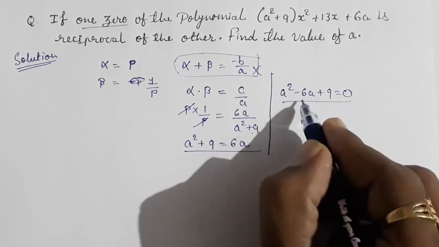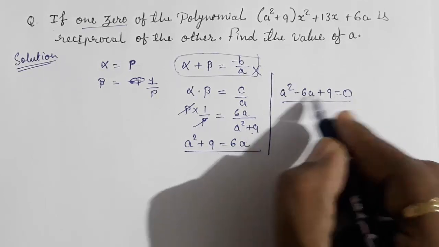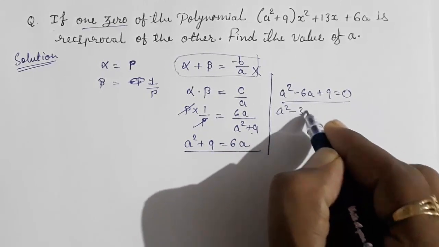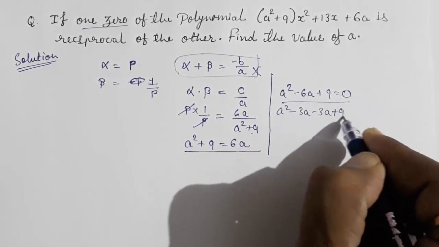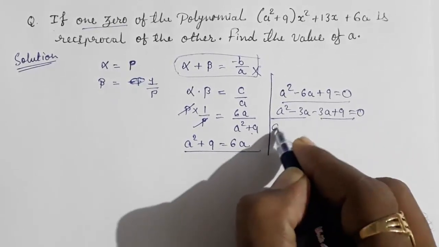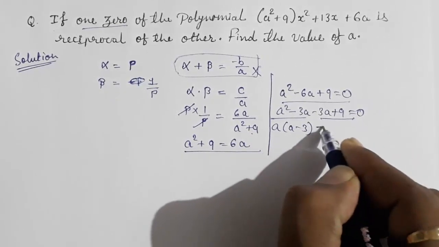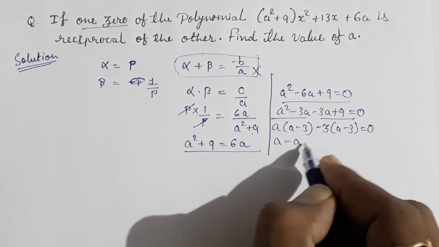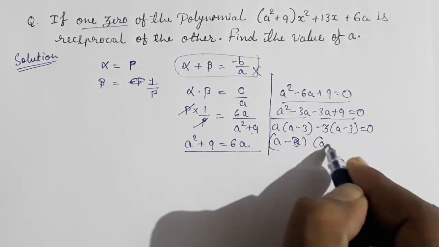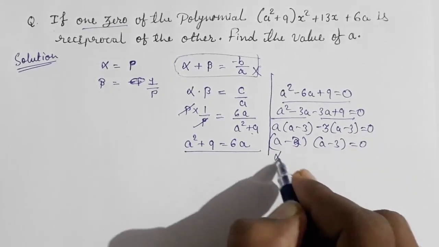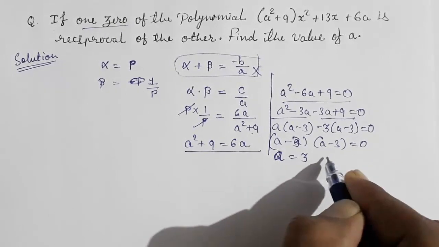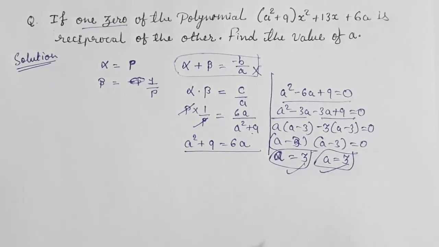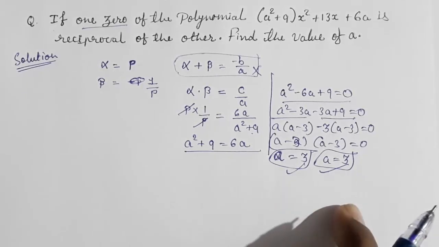Here your factors will be minus 3 and minus 3, because that will make plus 9, and the addition will be minus 6. So a square minus 3a minus 3a plus 9 equals to 0. Now take common, a minus 3, minus 3 common, a minus 3. So both the factors will be a minus 3, a minus 3. So the value of a will be equal to 3, or a will be equal to 3, means the value of a is 3 only. So this way we can solve this second sum also.